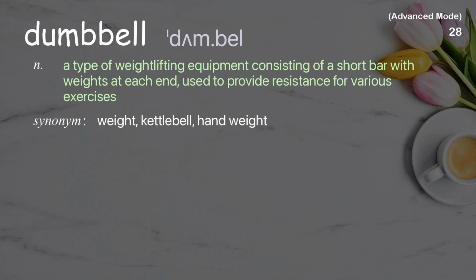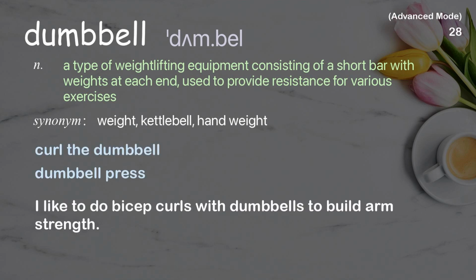Dumbbell. A type of weightlifting equipment consisting of a short bar with weights at each end, used to provide resistance for various exercises. Examples: Curl the dumbbell. Dumbbell press. I like to do bicep curls with dumbbells to build arm strength.